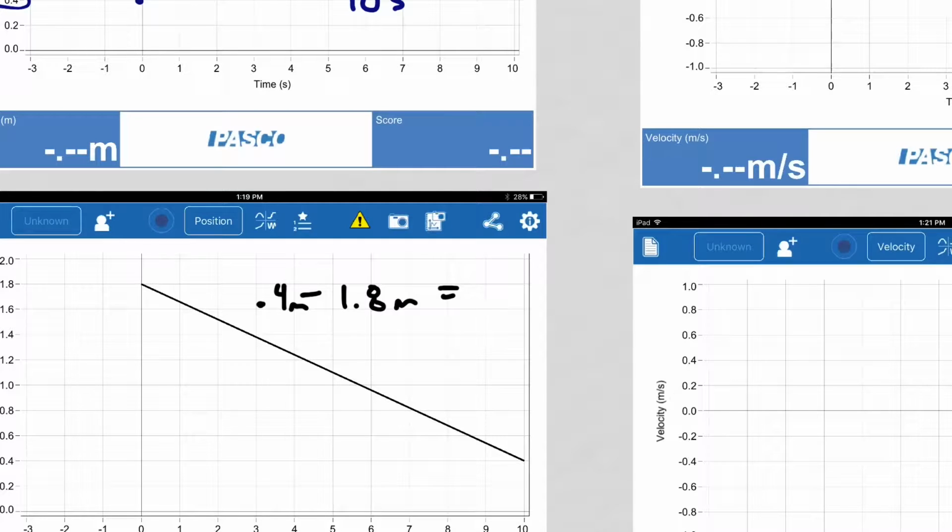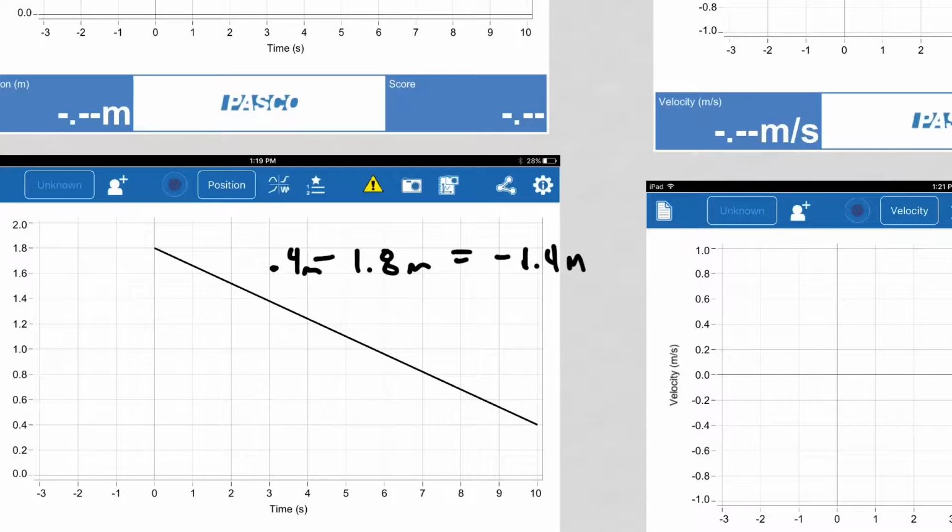So that's going to give us a negative displacement, or a change in position. So we end up with negative 1.4 meters. We've gone back towards the motion detector. But again, we've ended at 10 seconds minus 0 seconds where we started. Oops, that looks like a 10, but it should be a 0.